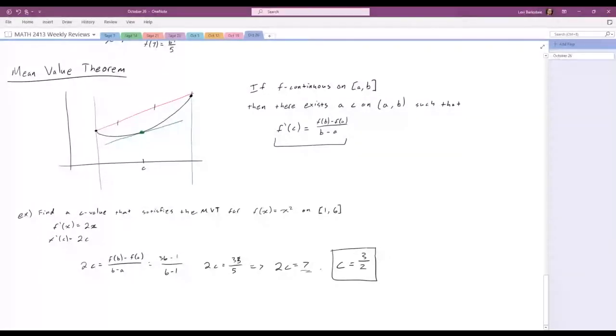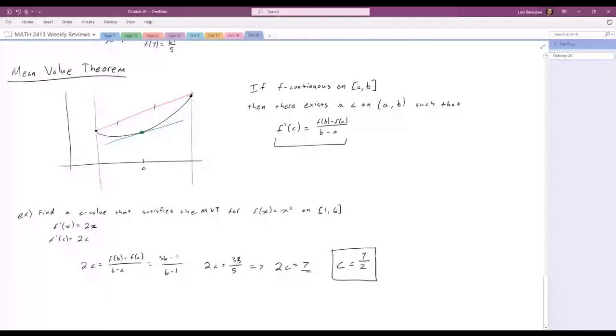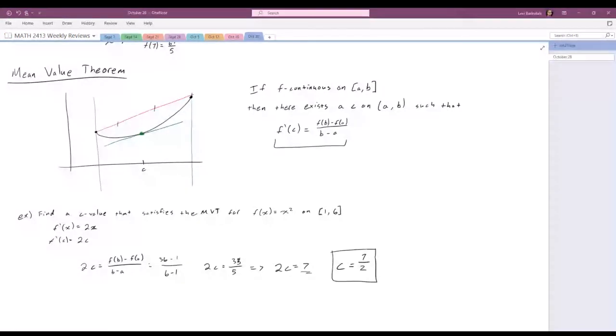Why is it 3 over 2, not 7 over 2? That is a 7 over 2. You're right. I don't know why the 3 came up. I just miscopied it, but good catch. Any questions on this?